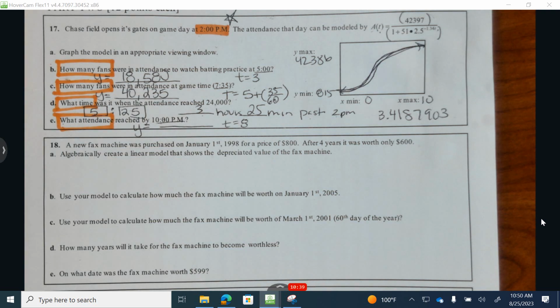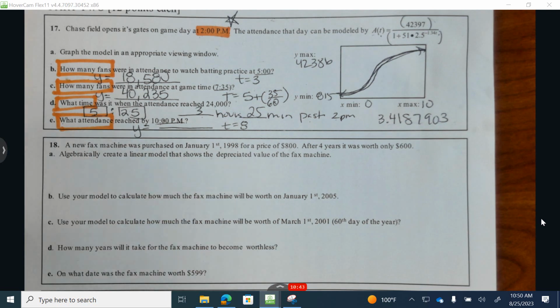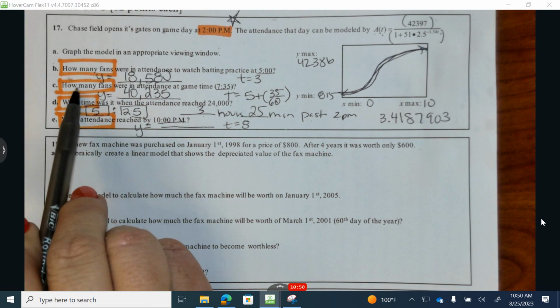5:25. So 3 plus 2 is 5, and here's the additional 25 minutes. Our very last one is E. E is just like option B and option C.